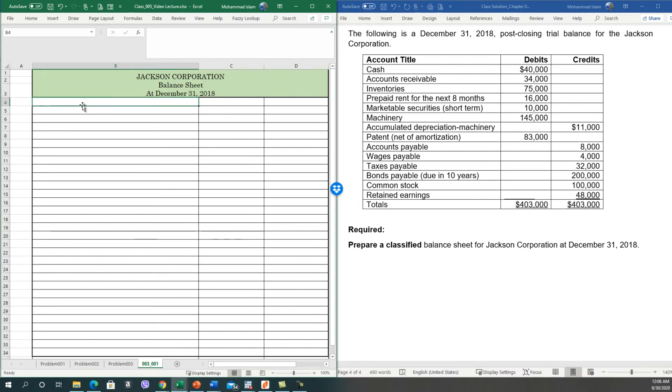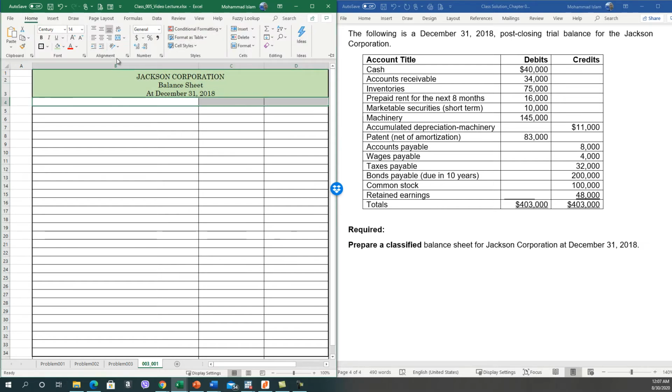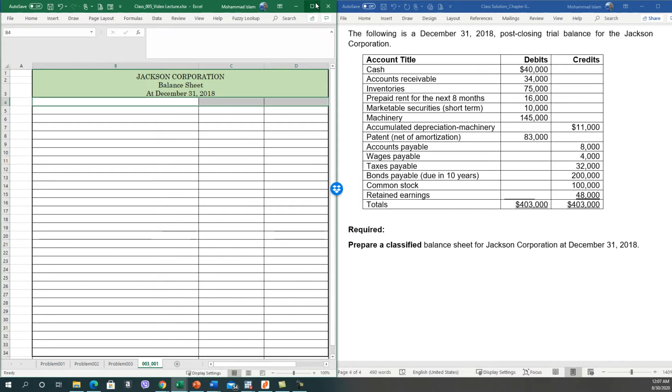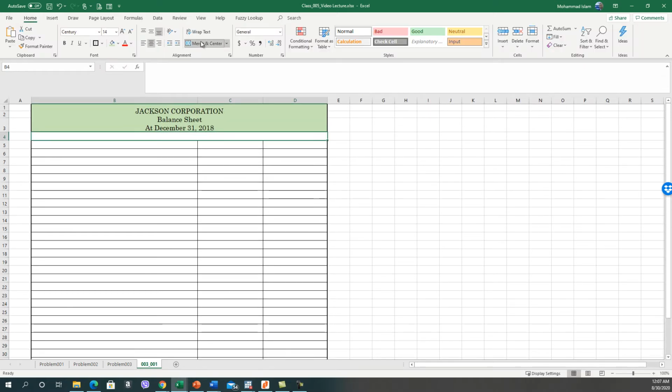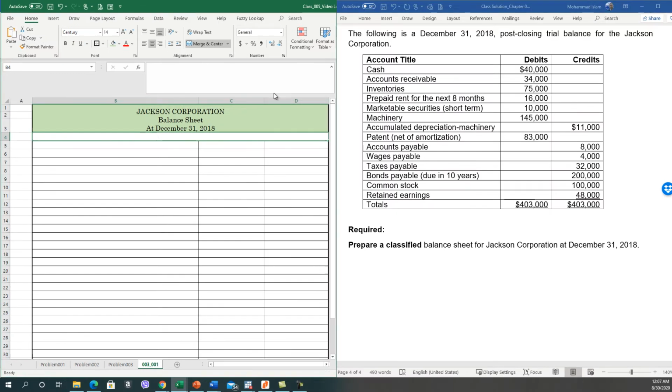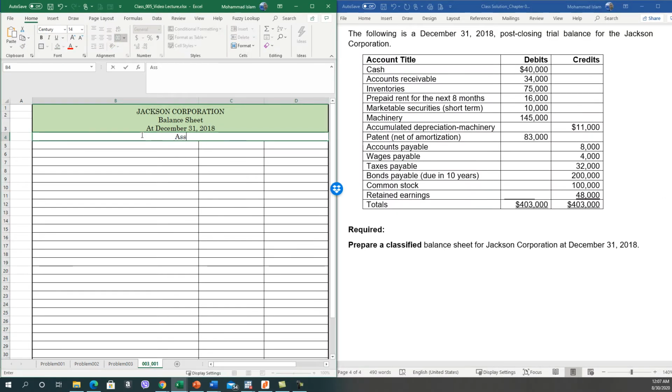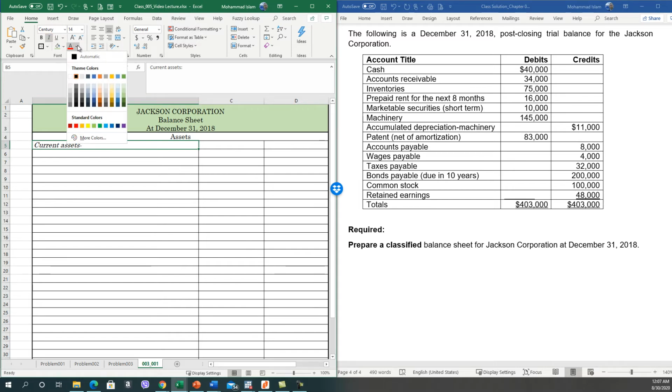So the first one, let me mark this one. The first one is the assets. The first type of assets is the current assets. What we are going to do here is use different colors. Let me use this color for current assets.